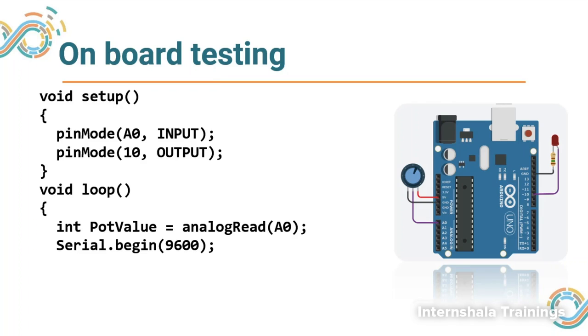I have a setup function where I simply define that pin mode A0, analog pin A0, is going to be my input, and digital pin number 10 is going to be my output. In the loop function, I define one variable of the type integer, which is analogRead. So that is the name port value, potentiometer value. I begin the serial communication.